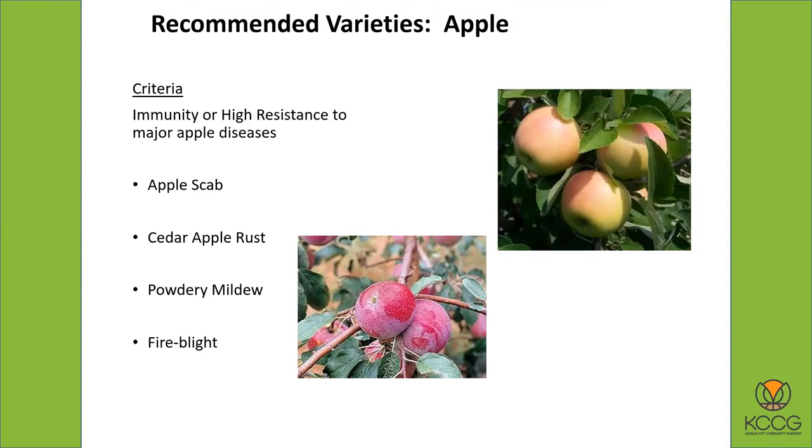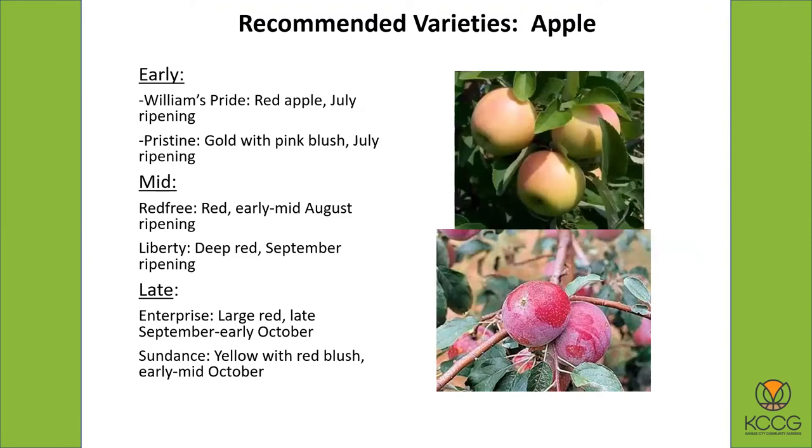And the criteria there is we want to have good resistance or immunity to apple scab, which is a fruit rot, which actually just kind of ruins all of the apples on your tree. So all of the varieties that we offer and recommend have good apple scab immunity or resistance. Same with cedar apple rust, which is a foliar disease, which can sometimes infect the fruit. Same with powdery mildew, which is more of a foliar problem, can infect the fruit, and also with fire blight. And fire blight is something that can actually affect the whole tree and end up killing the whole tree. So we want to have resistance to all of these things. It just makes growing the fruit that much easier.